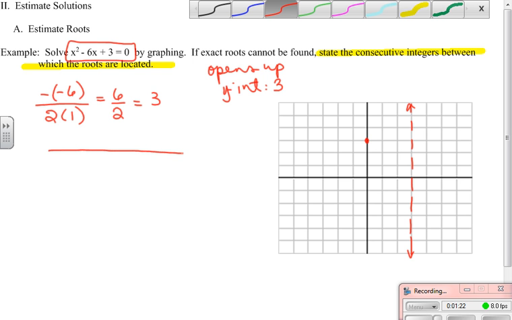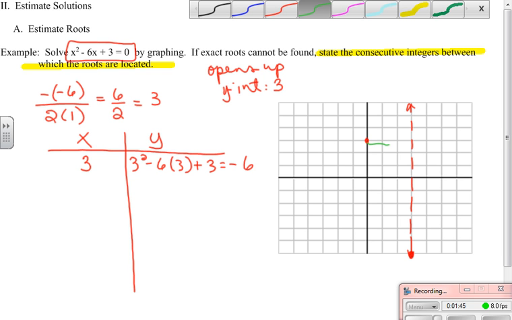So I'm going to go ahead and make my table and insert 3 to find my vertex point. So I have 3 squared minus 6 times 3 plus 3, and that ends up with negative 6. So I know my vertex point is right here. Now, by our cheating method, if I am this far away here on the line of symmetry, I know there's a point over here.